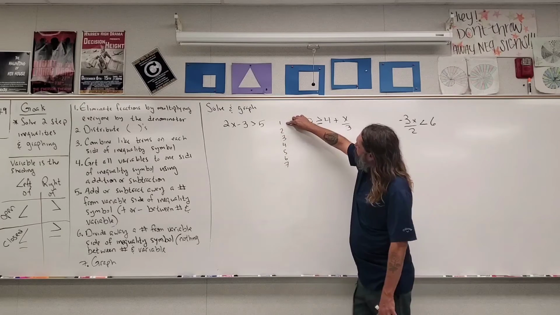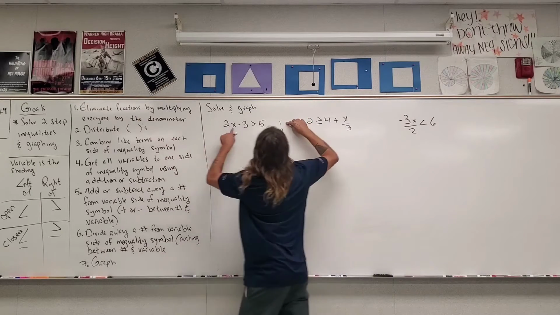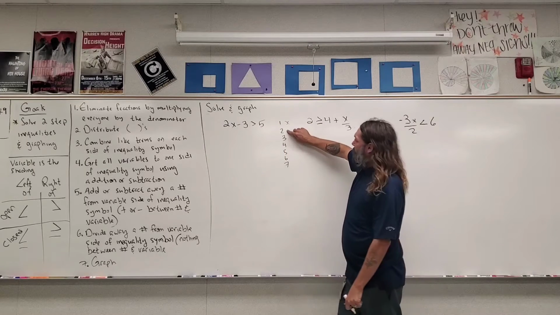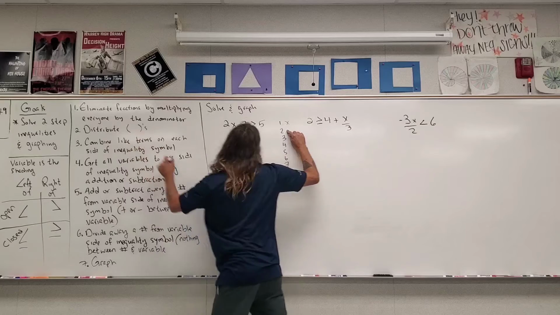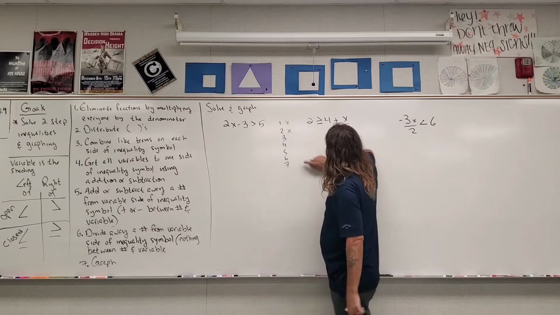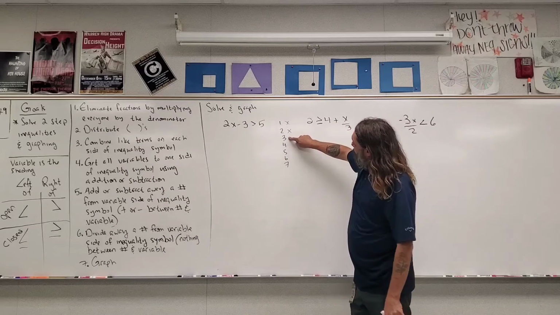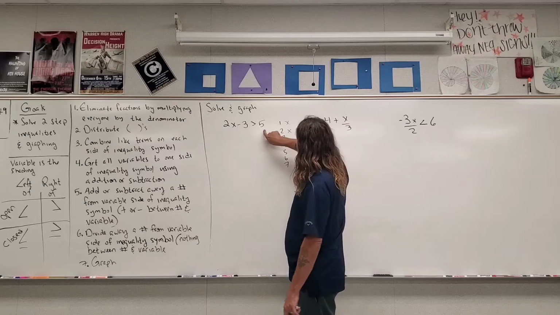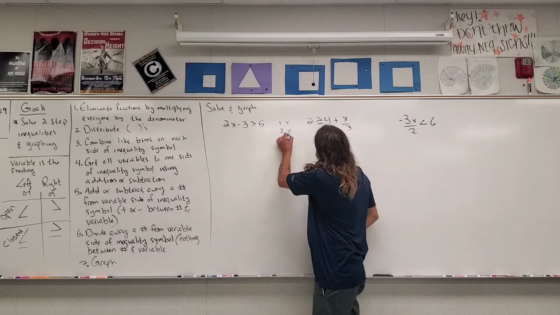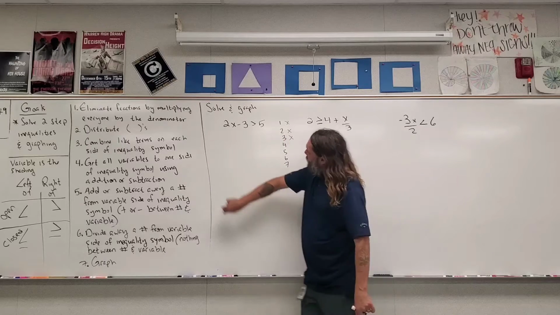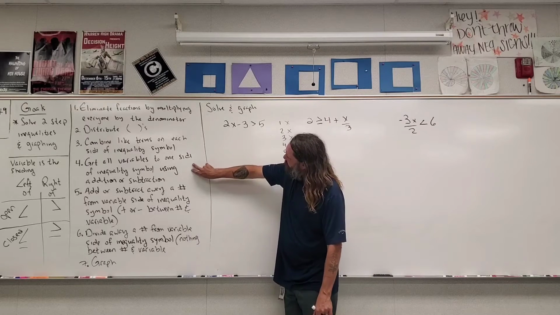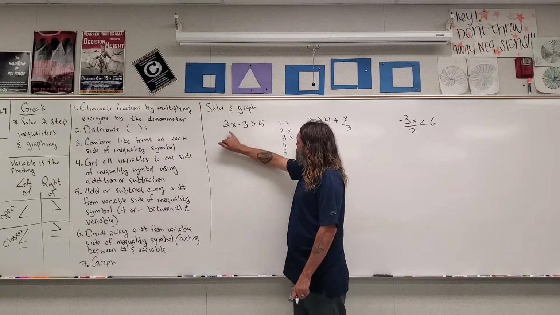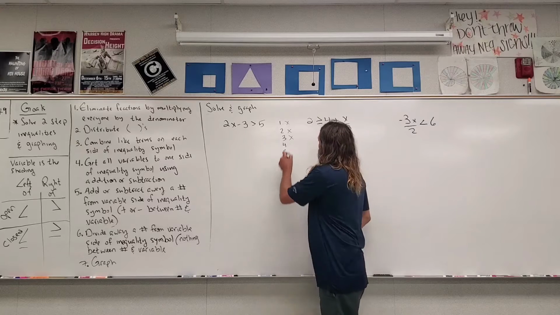Step 1, do I have a fraction? No, I can't eliminate a fraction, so I can't do step 1. Step 2, do I have parentheses? No, I do not, so I can't distribute. Step 3, can I combine like terms on each side of the inequality symbol? I can't put these together, and there's no one to put together with that 5, so I can't do that. Step 4, can I get all variables to one side of the inequality symbol using addition or subtraction? No, I do not need to do that because the x is already on the left side.